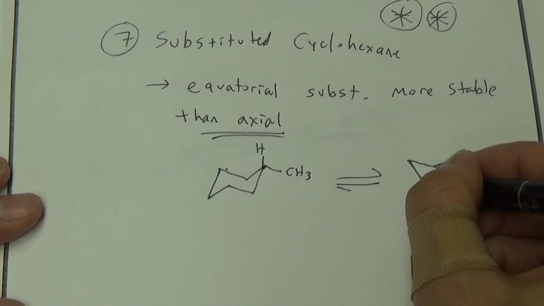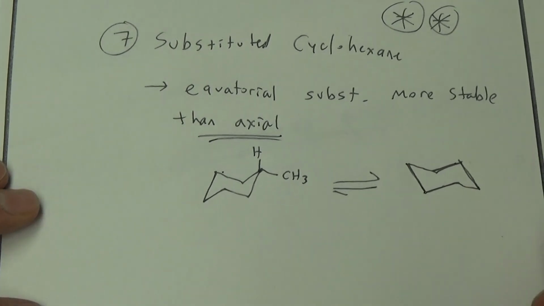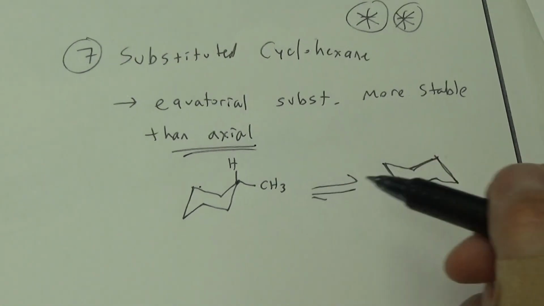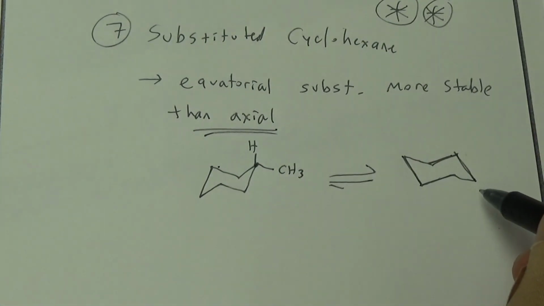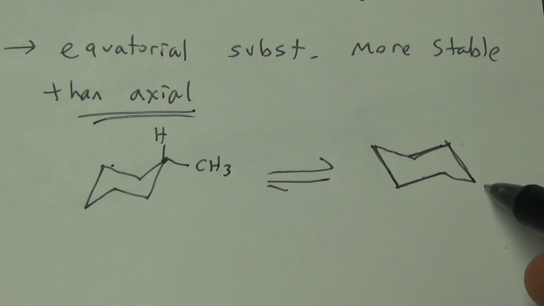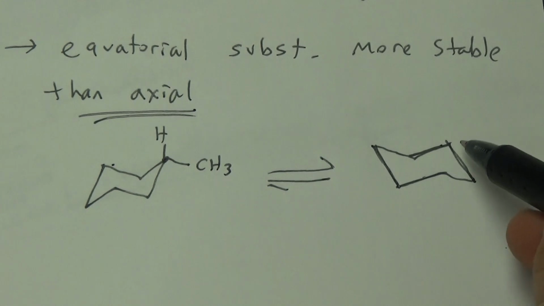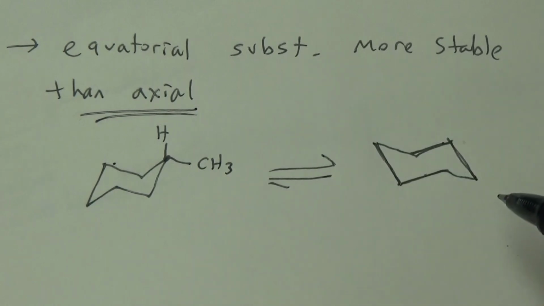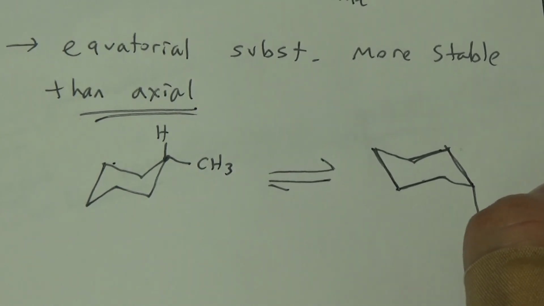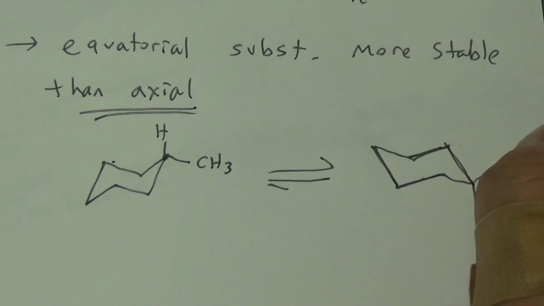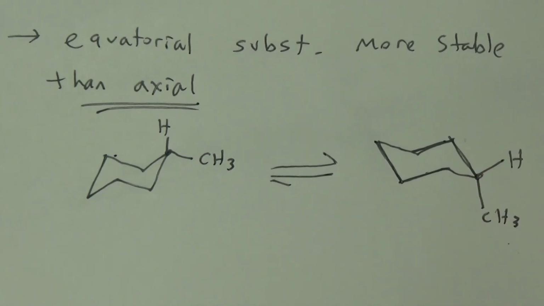Not the best flipped form, but that suffices. This was down in equatorial, so that must be down in axial over here. Which carbon can you not draw it on? You can't draw it on the top left or the top right, so we'll put it on the bottom right. So it was down in equatorial, now it's down in axial. H was up in axial, now H is up in equatorial. Very cool, there's our molecule.